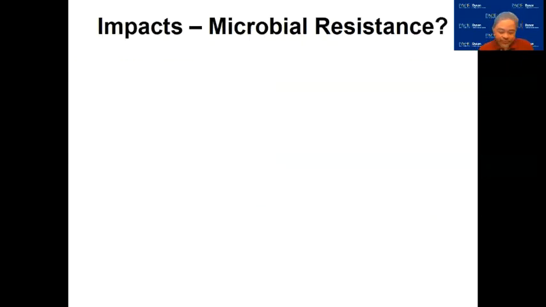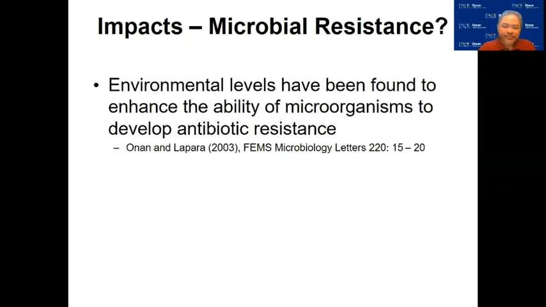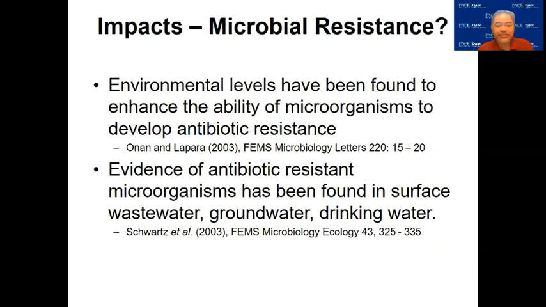Okay. Now, if we're going to look at the impacts of these antibiotics, I think the main thing that we need to worry about is the resistance, the so-called microbial resistance. Environmental levels have been found to enhance the ability of microorganisms to develop antibiotic resistance. And there's evidence of antibiotic resistant microorganisms that has been found in surface water, groundwater, and drinking water. Okay. So this is the most important thing that we have to look at.